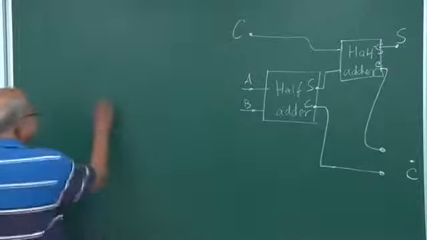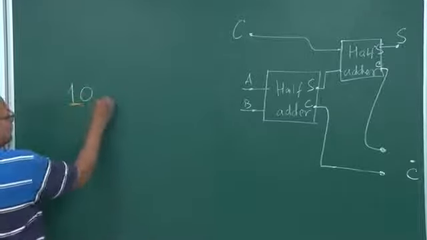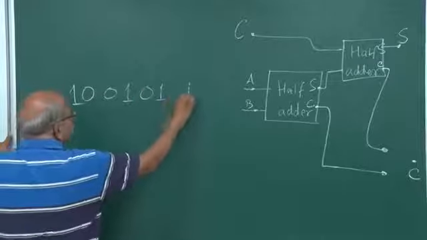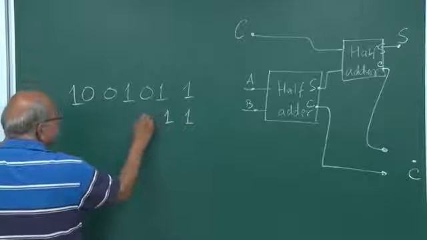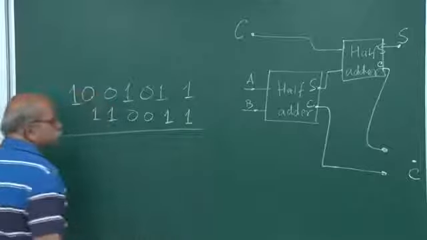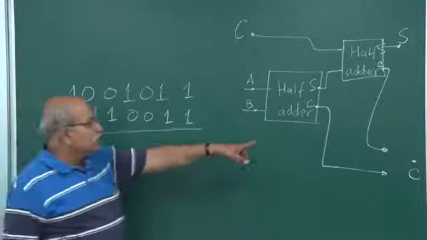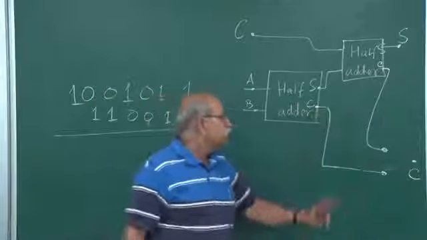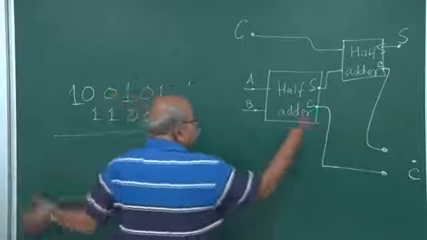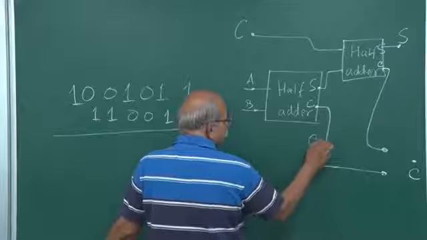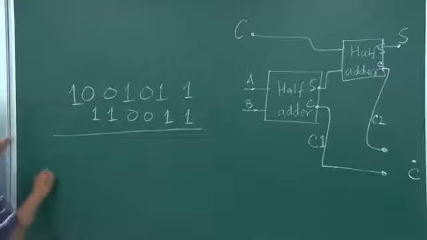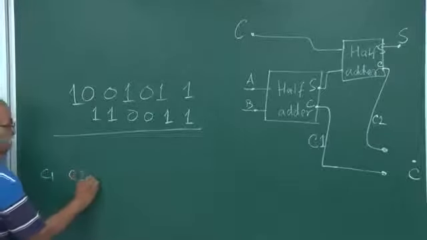So let me take a number. Say, C1, 0, 0, 1, 0, 1 here, 1 here, 1 here, 1 here, 0 here, 0 here, 1 here, 1 here, any number you take. Now I am focusing on the two intermediate carries and the final carry. Let me call this C1, and this C2, and that is C. So let me make a table here, C1 and C2 and C.